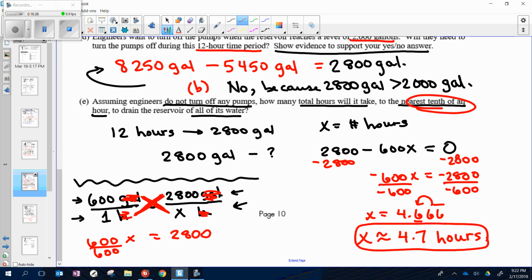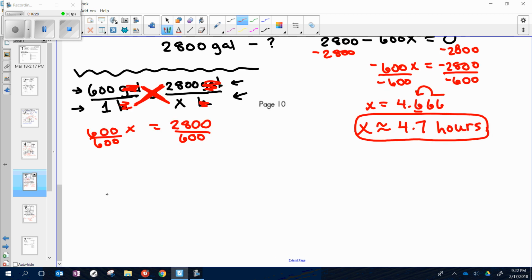Divide by 600, and x would be equal to 2,800 divided by 600. 4.6 repeating. 4.7 to the nearest tenth.